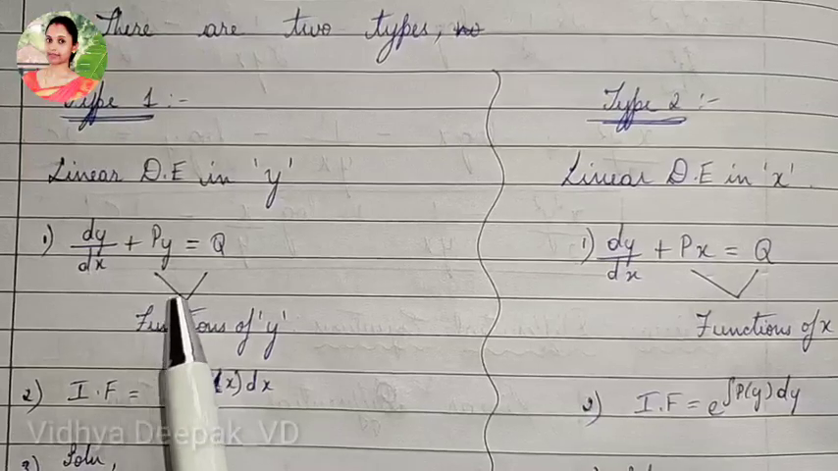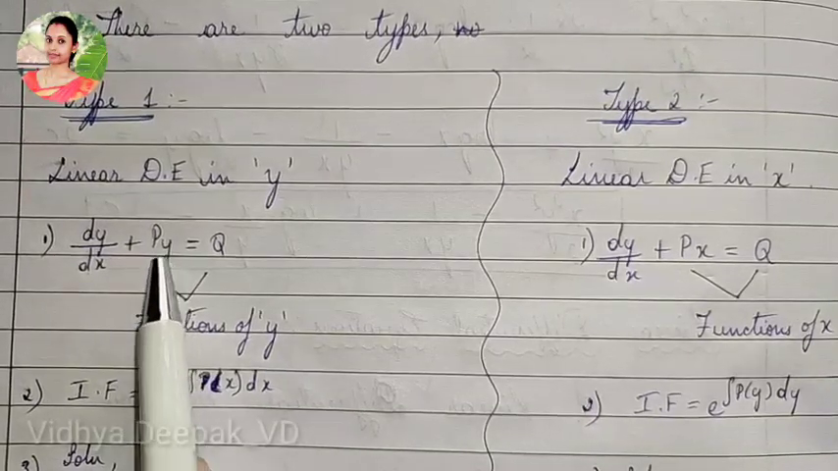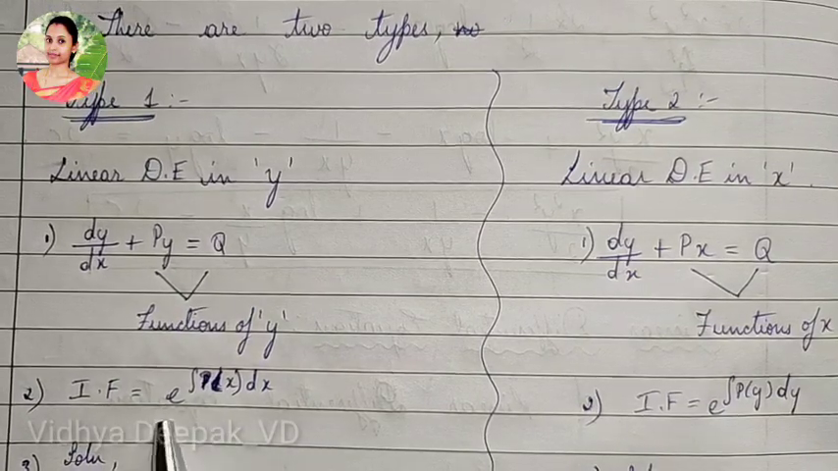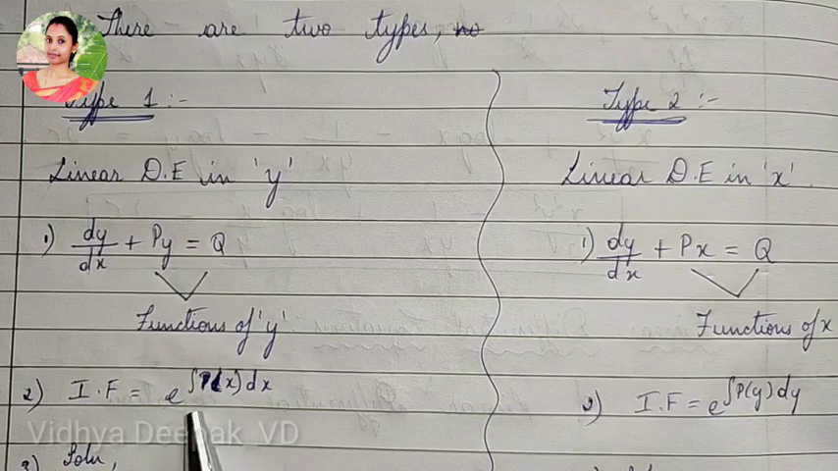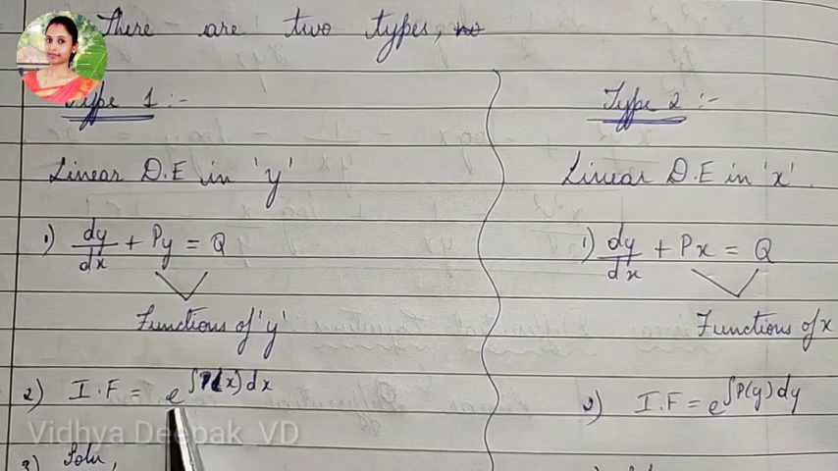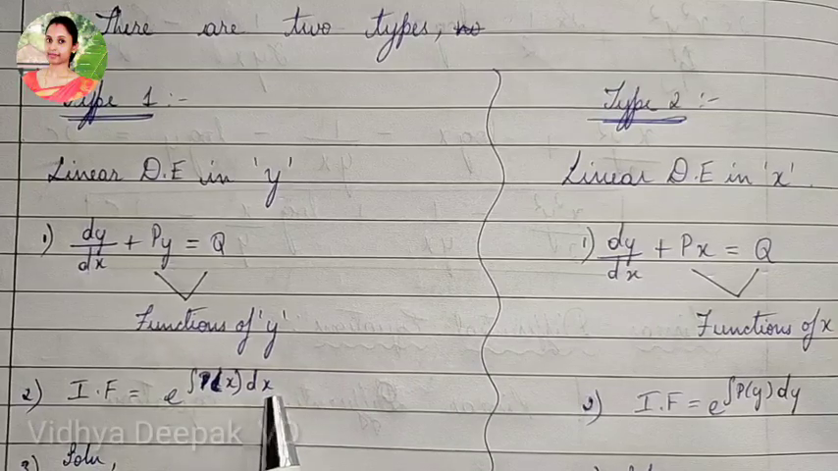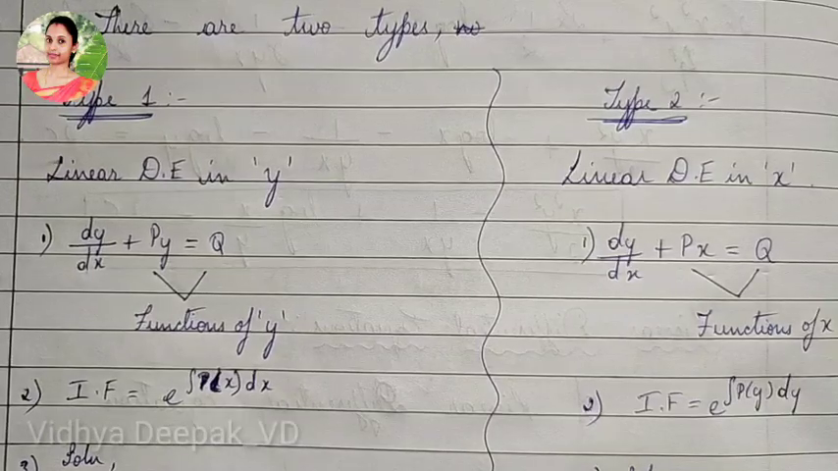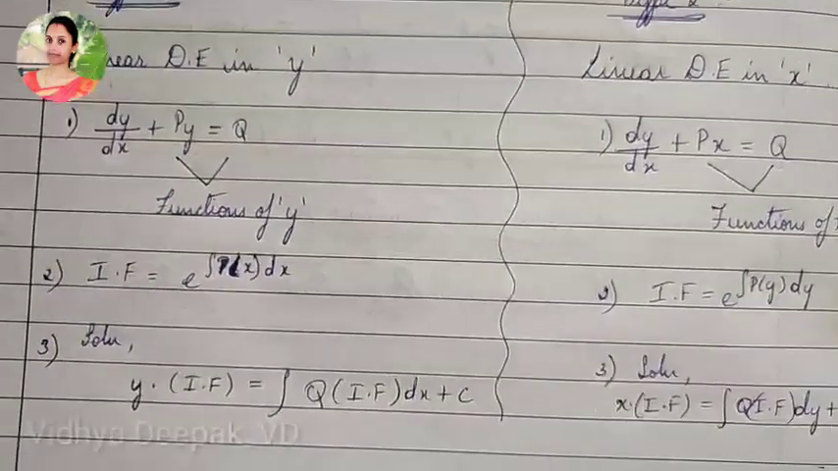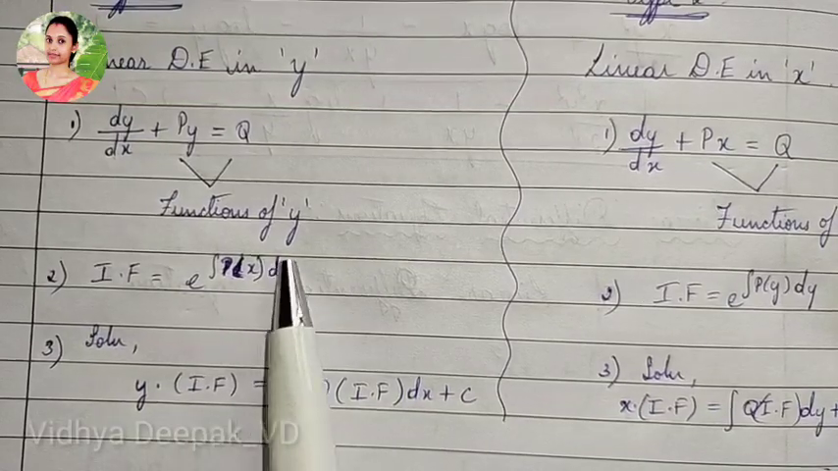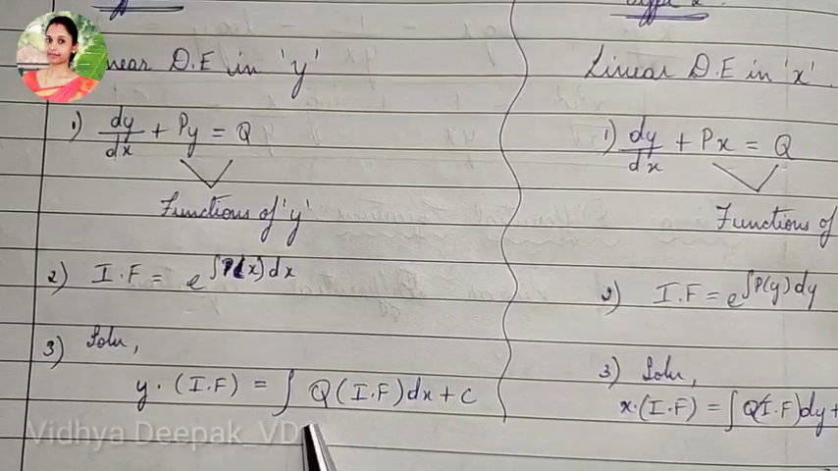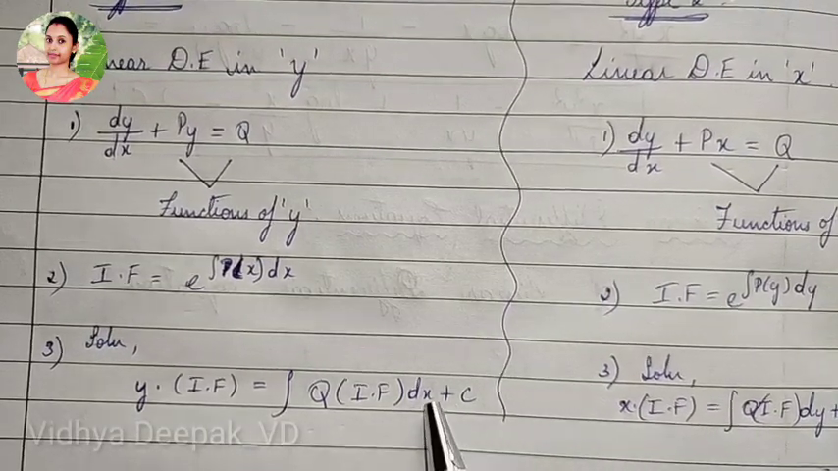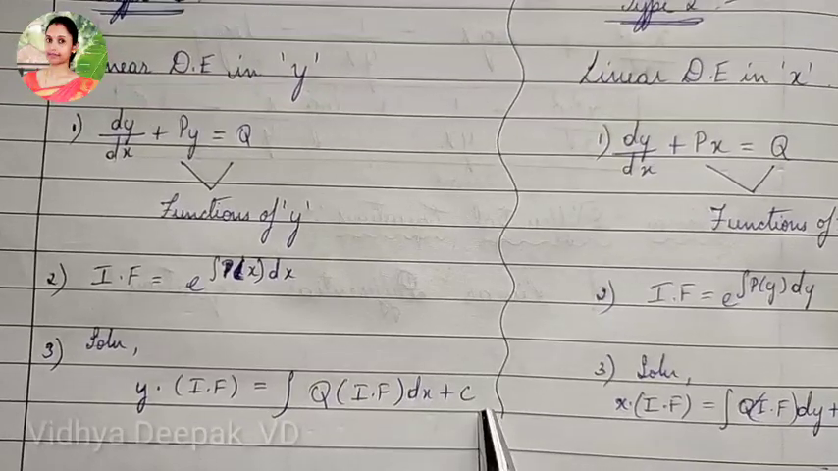Once you are getting a function for the second term and the q, the next step is the integrating factor, which you will find using the formula: integrating factor is equal to e to the power of integral p of x dx. So the solution will be y into integrating factor, what you found from here, is equal to integral q into integrating factor, integrated with respect to x, plus integration constant c.